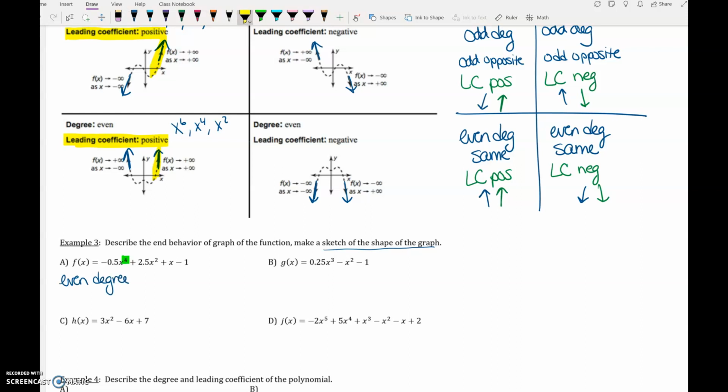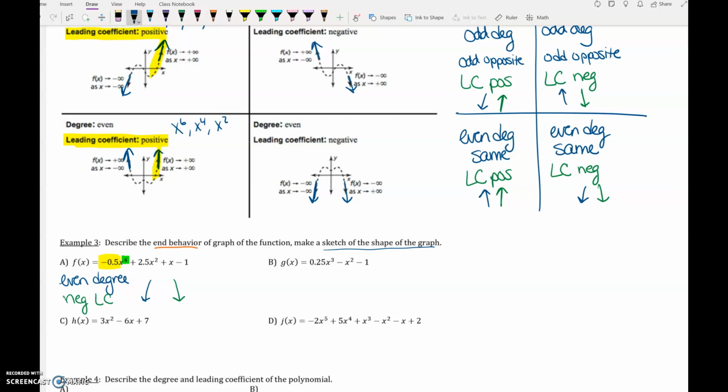The leading coefficient is negative 0.5. So we have a negative leading coefficient. The negative leading coefficient tells me that the right side of this graph is going to point down. Even means that the other side is going to do the same thing. Now this graph might end up looking like some wonky upside down W or M or something. I don't really care what the middle looks like. I only care about the end behavior. So what is the left end doing and what is the right end doing?